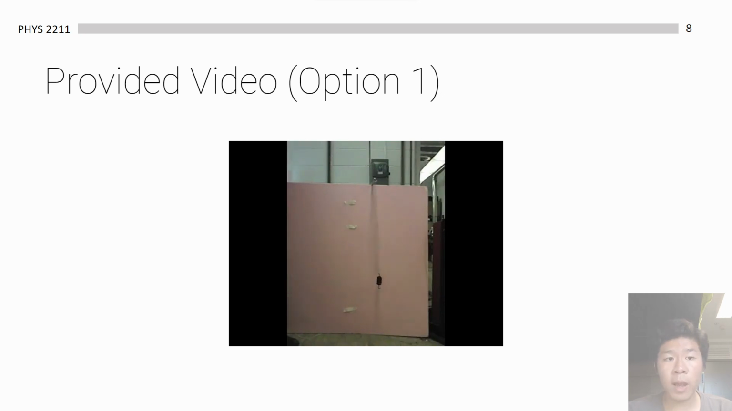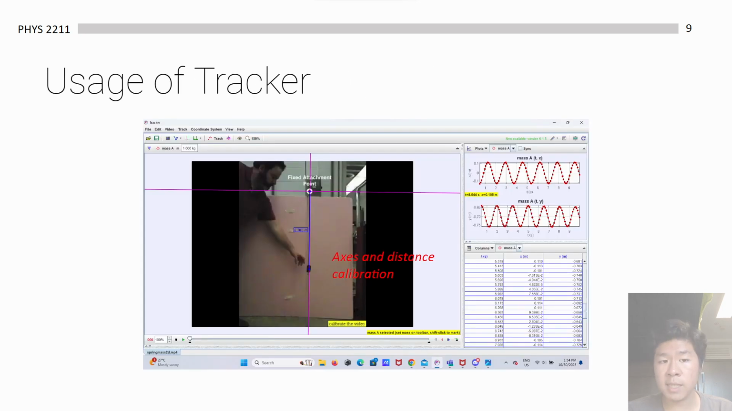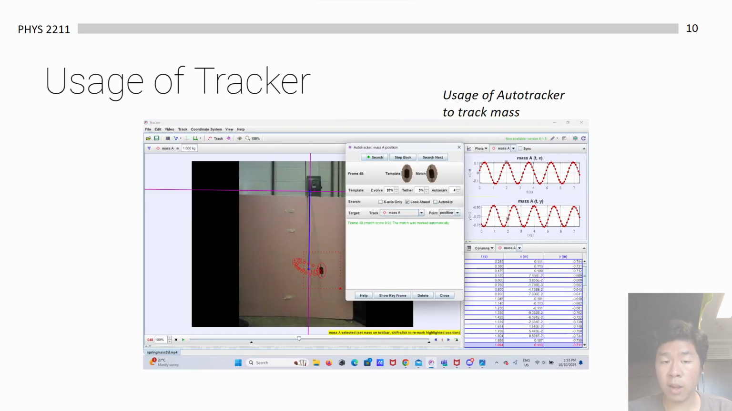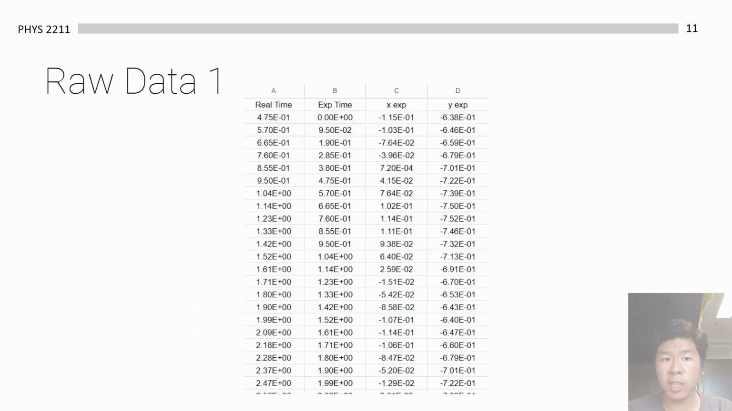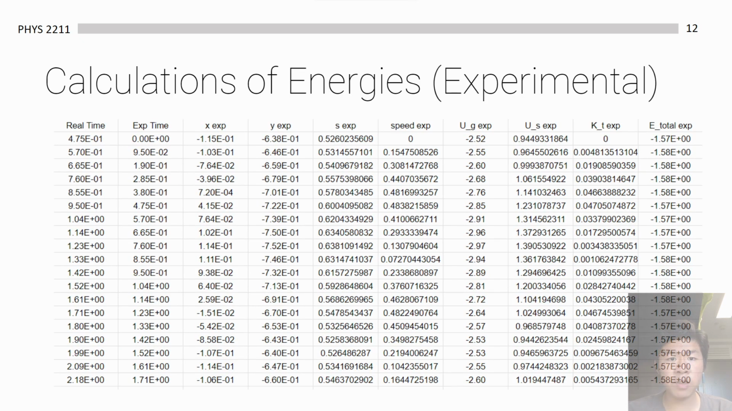And here is the provided video for this lab. From this video, I used Tracker to calibrate the axis and the distance, and then used the auto tracker to track the mass over the period of time and its x and y positions. And here is the raw data that I obtained. By using some calculations of velocities and positions, I was able to calculate different energies and eventually find the total energy of the system. Note that the potential energy in this calculation is negative because I defined the origin as h equals 0, and so for the entirety of the experiment the h is actually negative here.